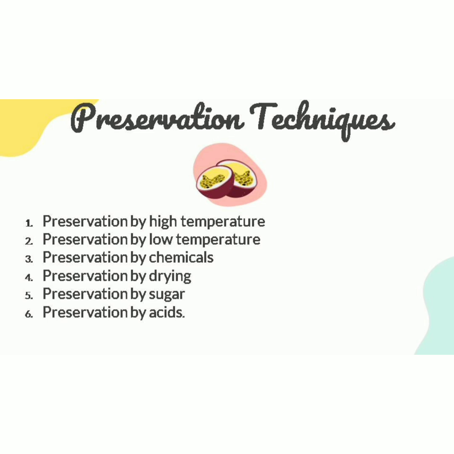They are preservation by high temperature, that is, temperatures above 100 degrees Celsius, below 100 degrees Celsius, or about 100 degrees Celsius. Preservation by low temperature: microbial growth and enzyme reactions are retarded in food stored at low temperature.